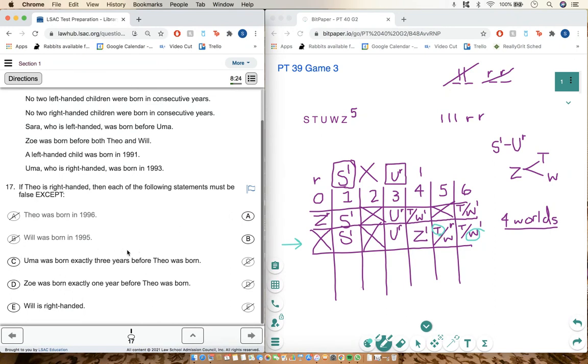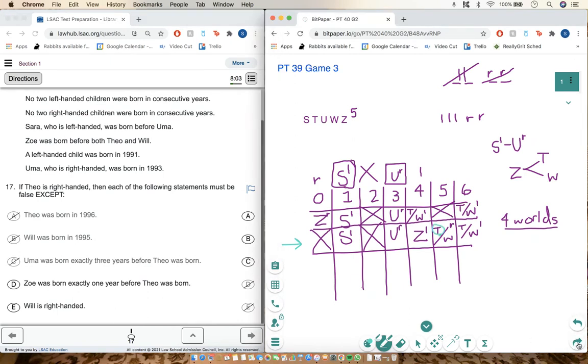Uma was born exactly 3 years before Theo was born. Uma was born 3 years before Theo. 1, 2, no, right? This is only 2 years before. This has Uma 1 year before, 2 years before. So that's not our answer.